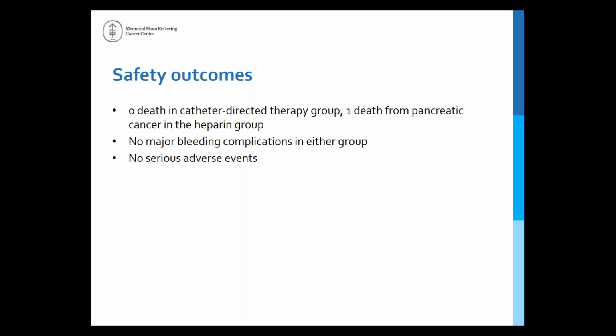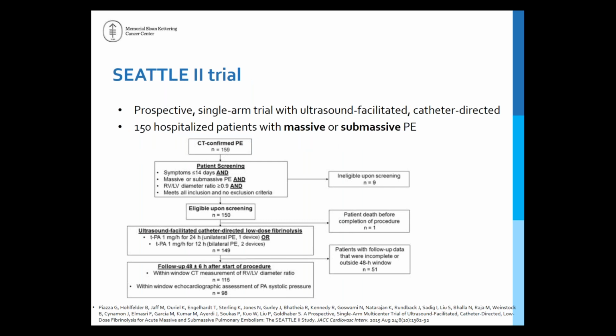Even though that was nice to know, the more important and interesting thing is these safety outcomes. If you remember the PEITHO trial showed all this major extracranial and intracranial hemorrhage; in this trial, there were zero deaths in the catheter-directed therapy group. More important, there were no major bleeding complications in either group. No major, and there was no intracranial hemorrhage, 0. So this was important to note.